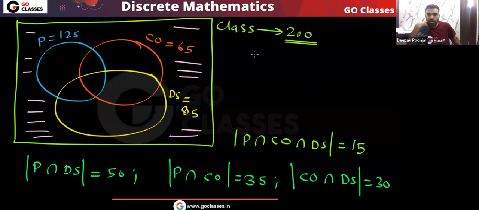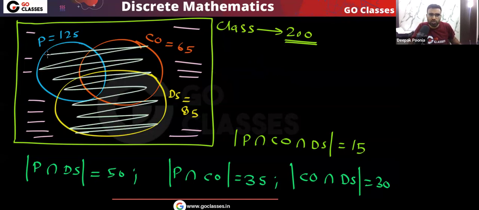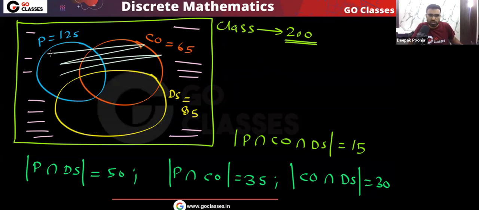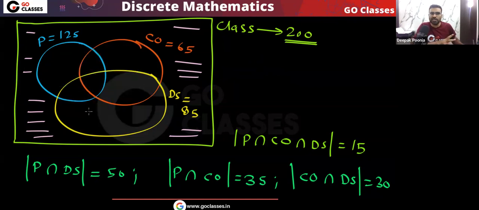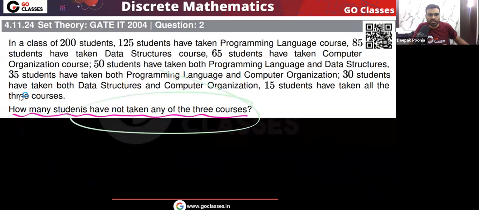So what we need to do is, from the total number of students in this class, we have to remove those students who are in this union. From the 200 students in this class, we have to remove those students who have taken at least one of these courses. Yes or no? Because the question is saying that we want those students who have not taken any of these courses. So very simple, the question is asking for this white area, means not taken any of these courses.